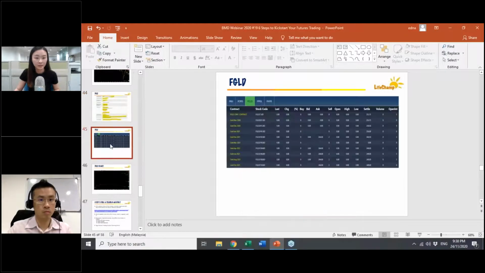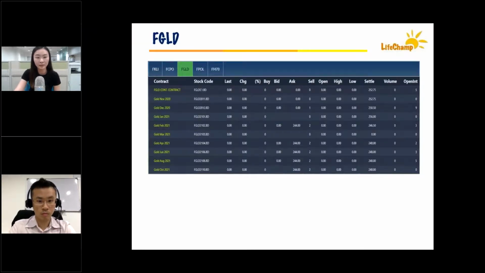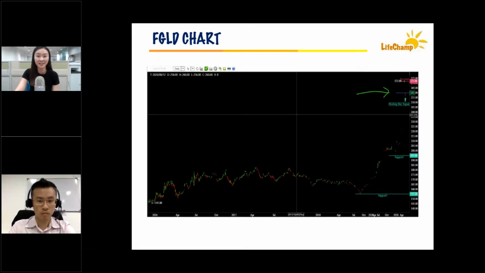Okay. This is just to show you the contracts available for gold. And then this is the gold chart. Because of the pandemic and money printing, people turned to gold to hedge their currencies. That's why you see gold prices went up a lot during this time.